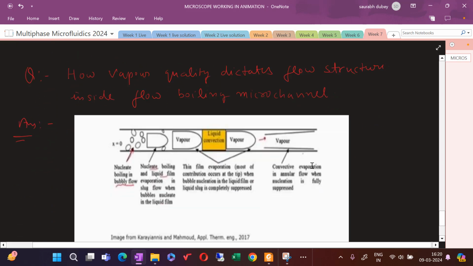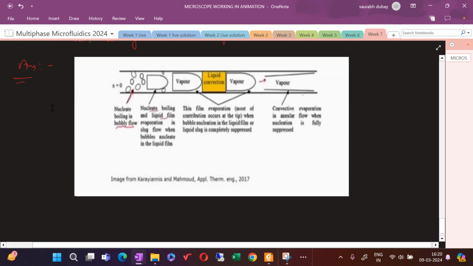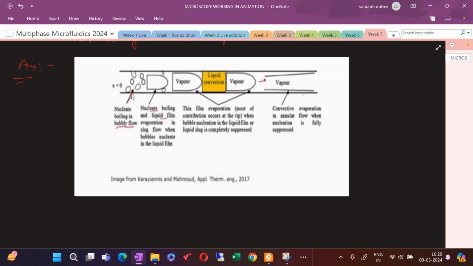Okay, so for the low quality, you are having bubbly flow regime, and then if you move ahead, there is nucleate boiling and the liquid film evaporation in the slug flow, where one bubble nucleates in the liquid film. Then further increment in the quality happens when there is a bubble and then liquid convection in between. So this thin film evaporation, which has the most contribution, occurs at the tip.